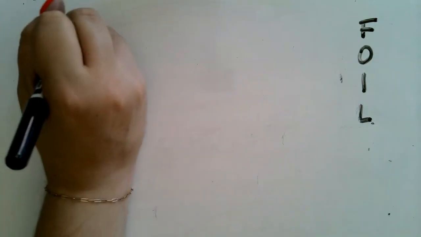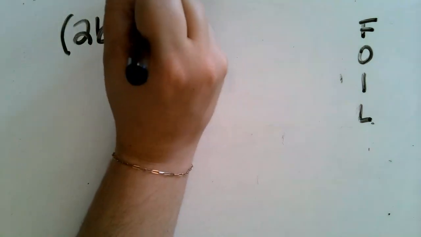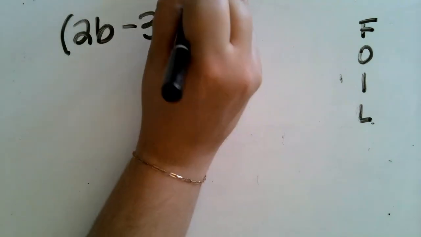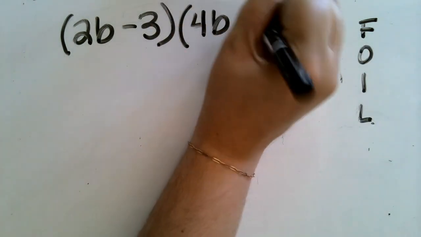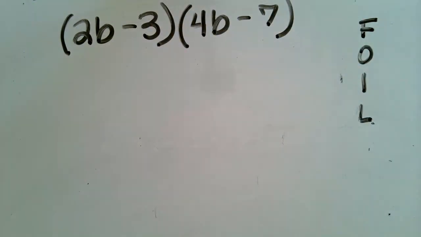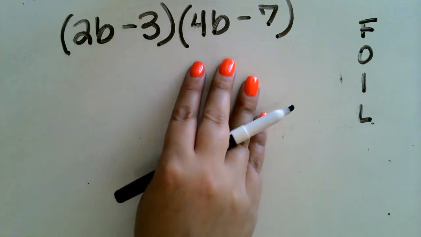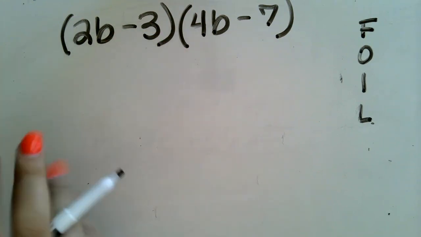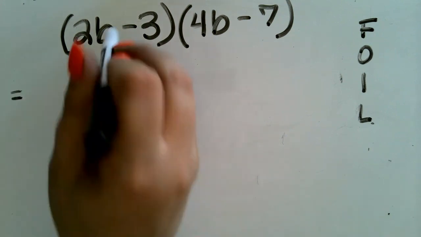This time, we are going to have 2b minus 3 times 4b minus 7. Again, binomial, we have two terms inside of each set of parentheses, and we are multiplying them together. Let's go ahead and do the F in our FOIL.